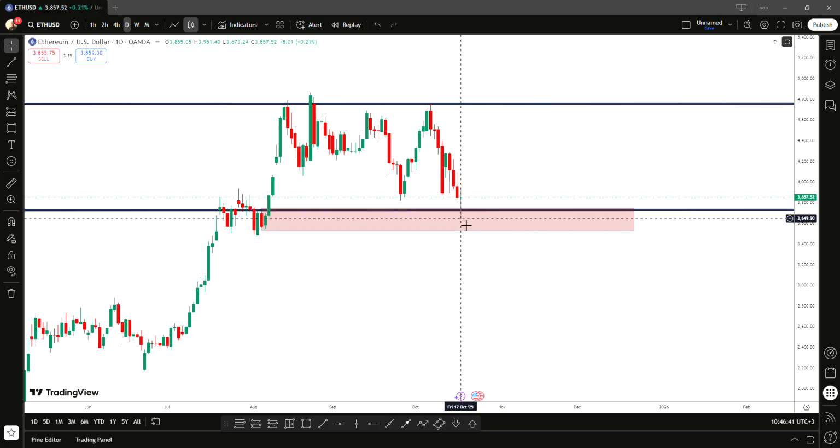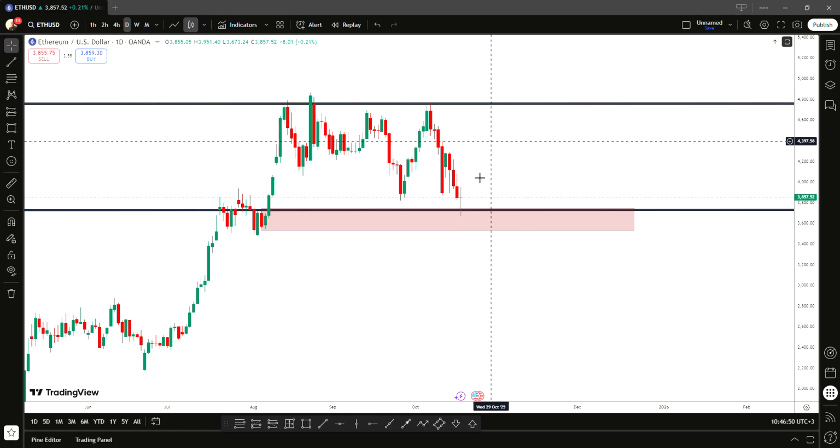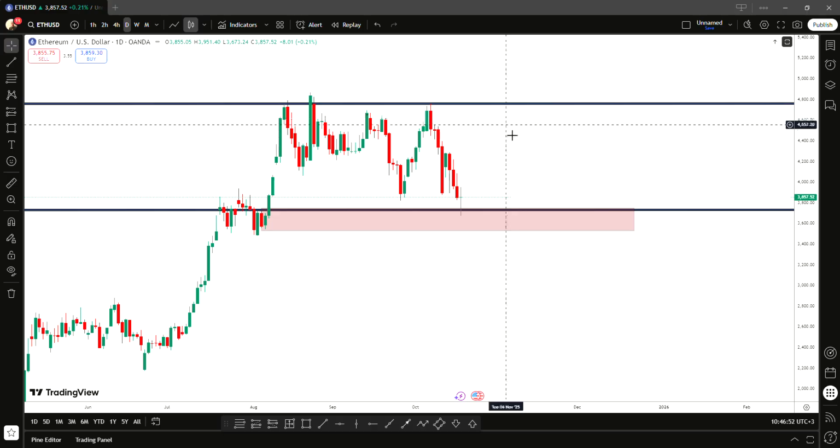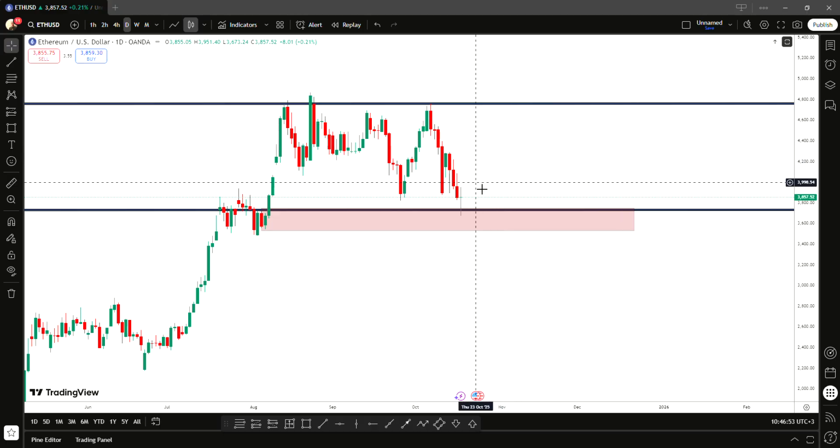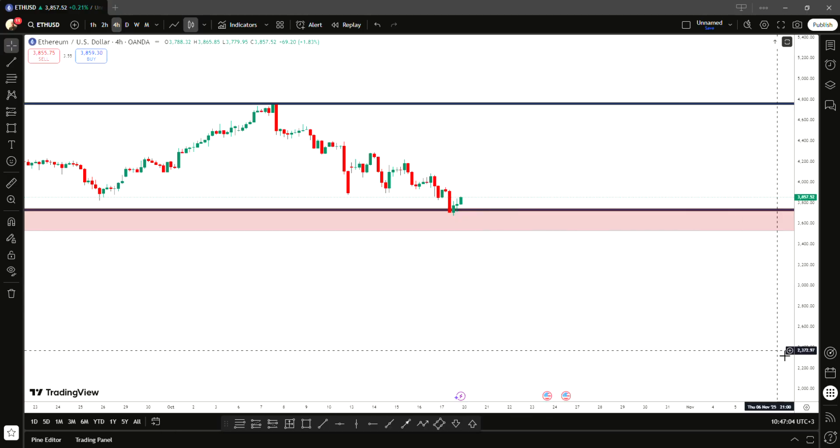So we expect this price action to start buying. At least we expect Ethereum to start buying up to here, or even go above. But we shall see what happens when we get here. So from monthly, weekly, daily, the narrative we have is for buys. Okay, so let us now proceed to the lower time frames, the 4 hour.